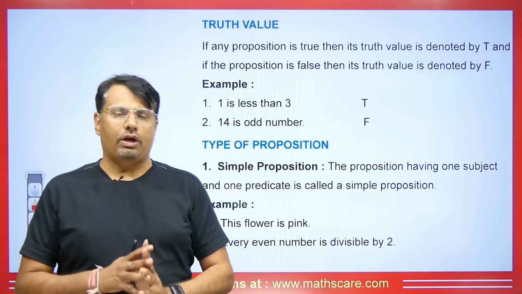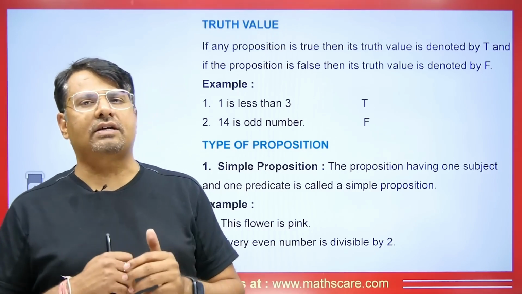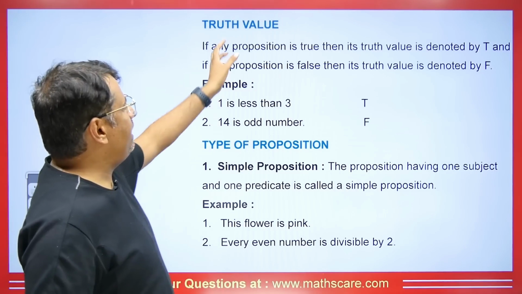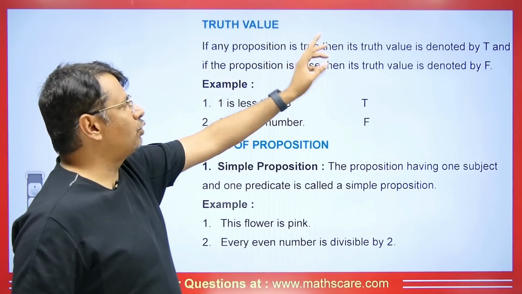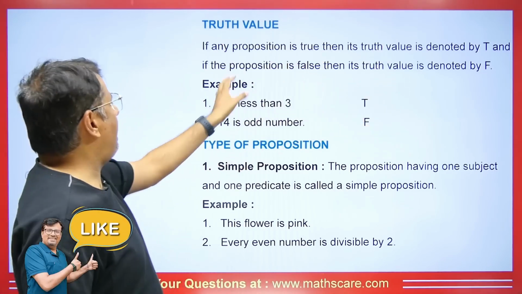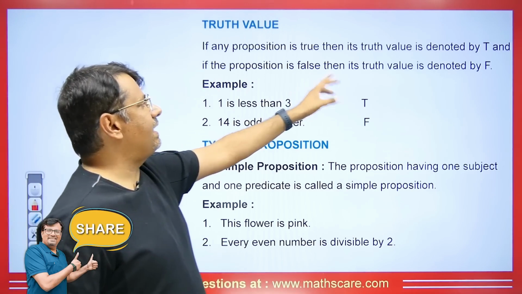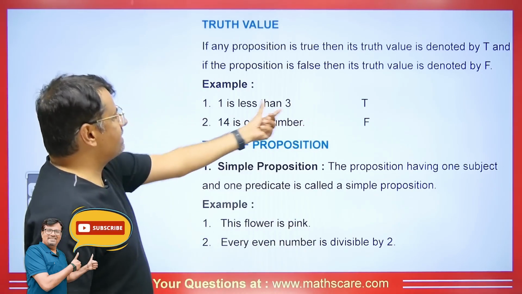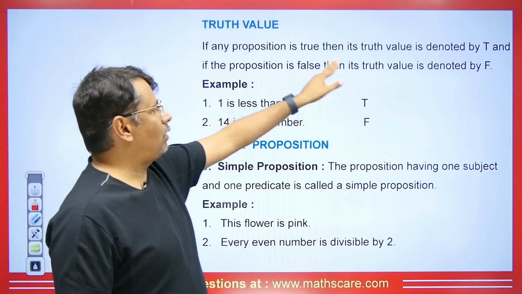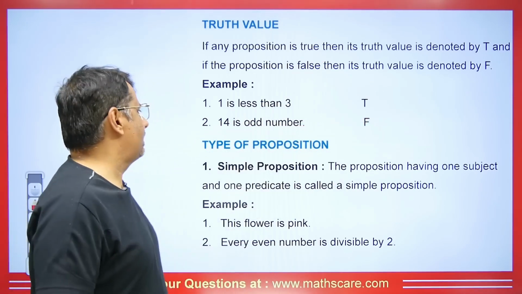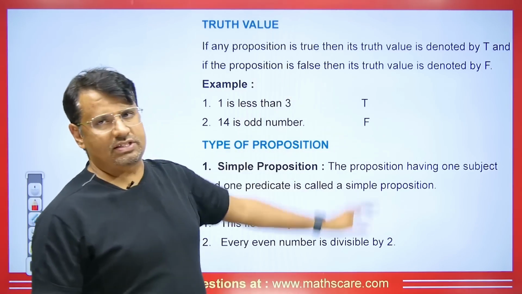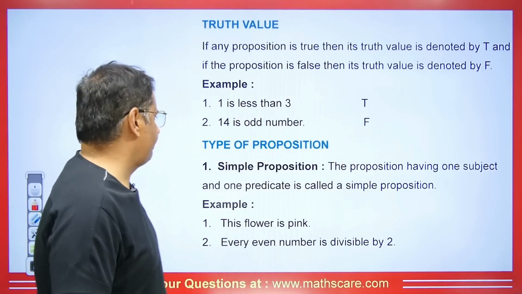Students, now we will talk about truth value. What is a truth value? The statement that is correct or true, we denote it with T. If any proposition is true, then its truth value is denoted by T, and if the proposition is false, then its truth value is denoted by F. Now for example, 1 is less than 3, so it will be true and we will denote it by T. 14 is an odd number. This is not right, so this is a false statement and we denote it by F.